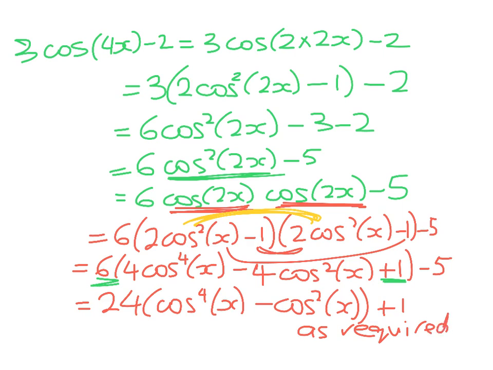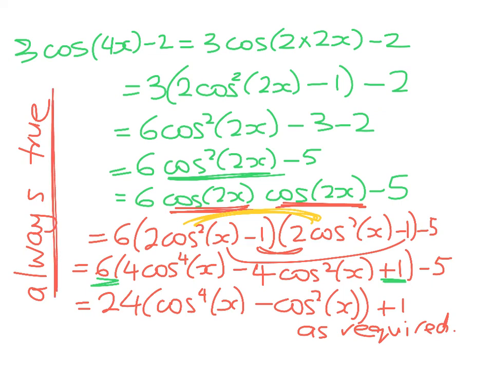So we're done. Now you might like to try playing around with starting on the right hand side and moving to the left, which is taking the scenic route, but you will get there. But this is probably the cleanest way to attack this identity. Because we've shown the two sides are equal, this is always true. That's the whole point of an identity. It doesn't matter what value of x I choose, those two things will be equal.